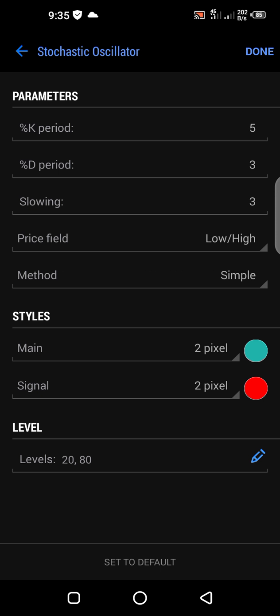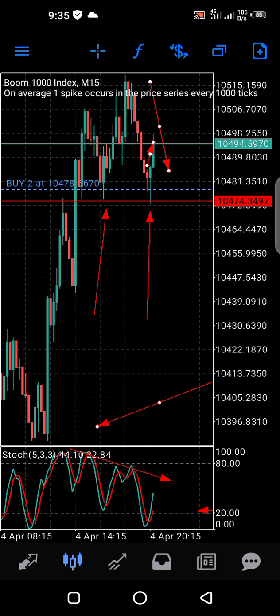The method is simple. Under the styles, the main is 2 pixels. You can give it any color of your choice. The signal is 2, and also the level 20 and 80. You can add even 50 to it. Okay, so this is just like the default. So that's just the settings, guys.